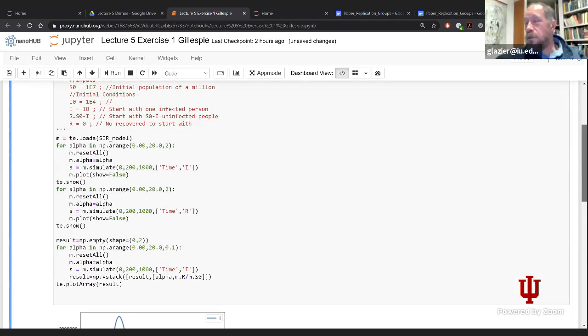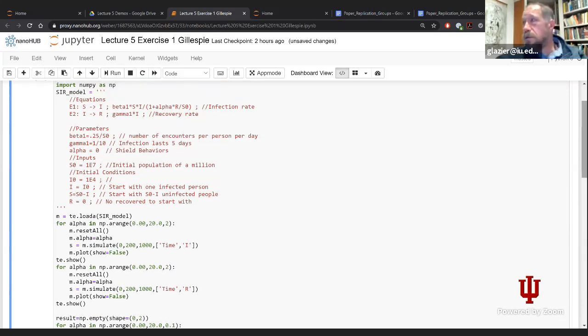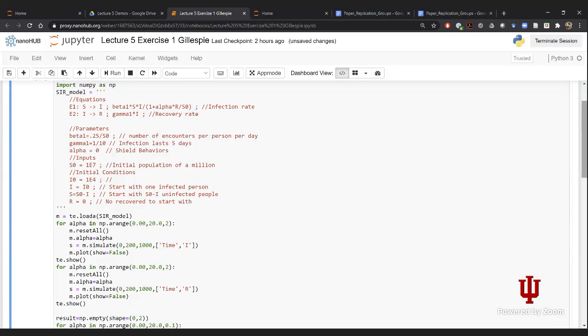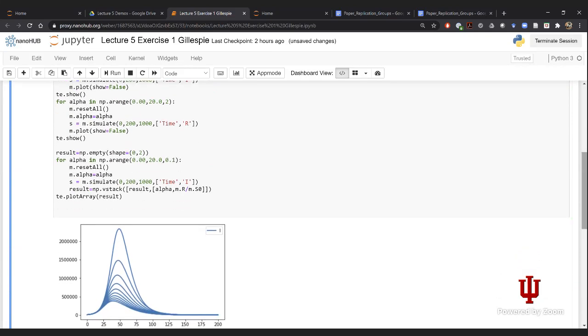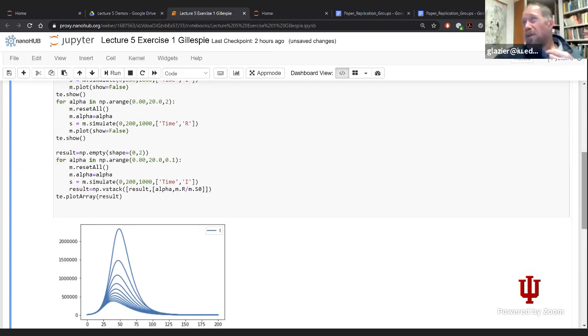Mercedes, were you able to get any of this to work? Yeah, I just didn't do the VStack thing. So I could only see one graph at a time when I was trying to plot it. I wish there were a less fussy way to do those parameter plots.